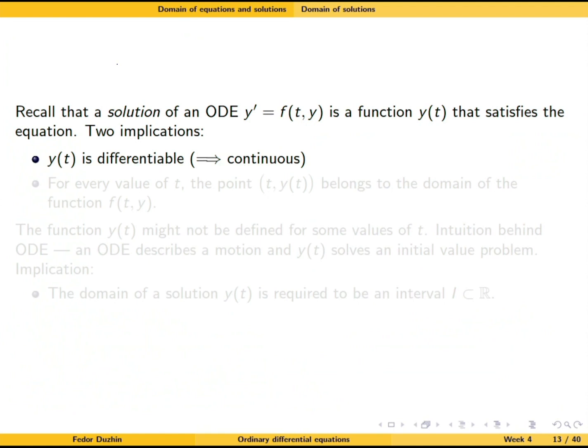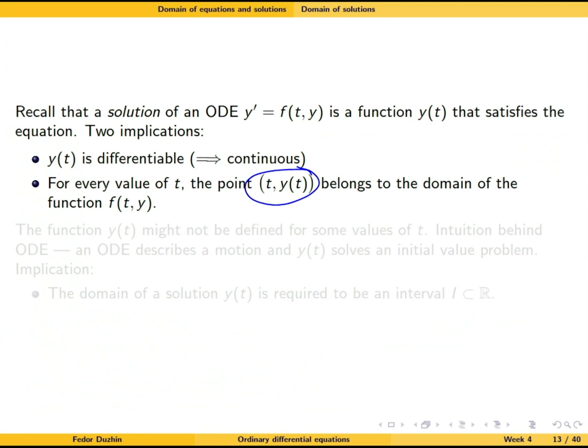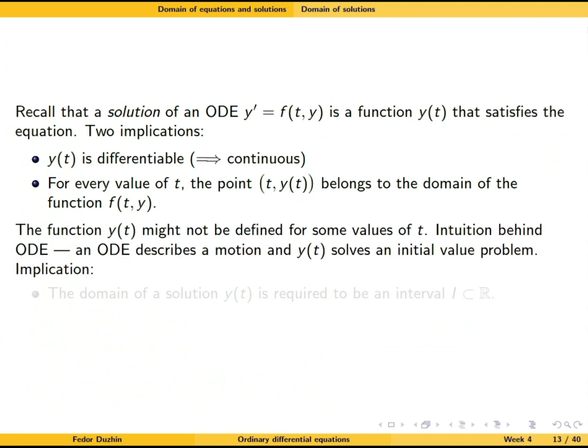But then since the differential equation involves y prime, and if y of t is a solution, then at least we should be able to calculate y prime, which means that y has to be a differentiable function. And then, of course, for every value of t, the point t and y of t, we should at least be able to substitute it into the differential equation. Which means that this point should belong to the domain of the right-hand side.